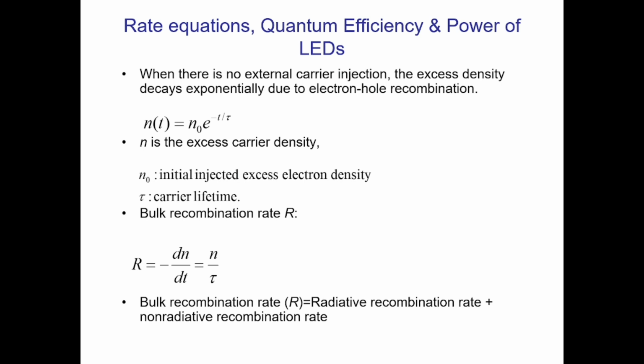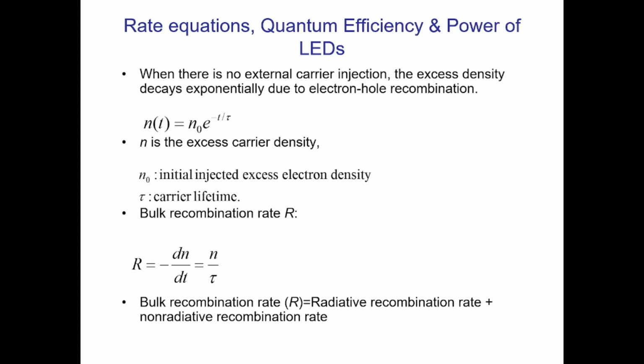So we can say normally it will be given by n equal to n naught into e power minus t by tau. Here n naught is the initial injected excess electron density and tau is the carrier lifetime.